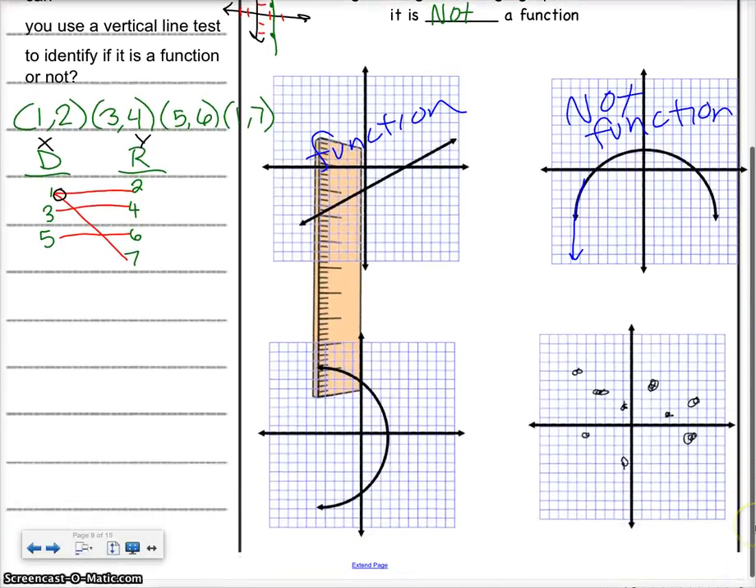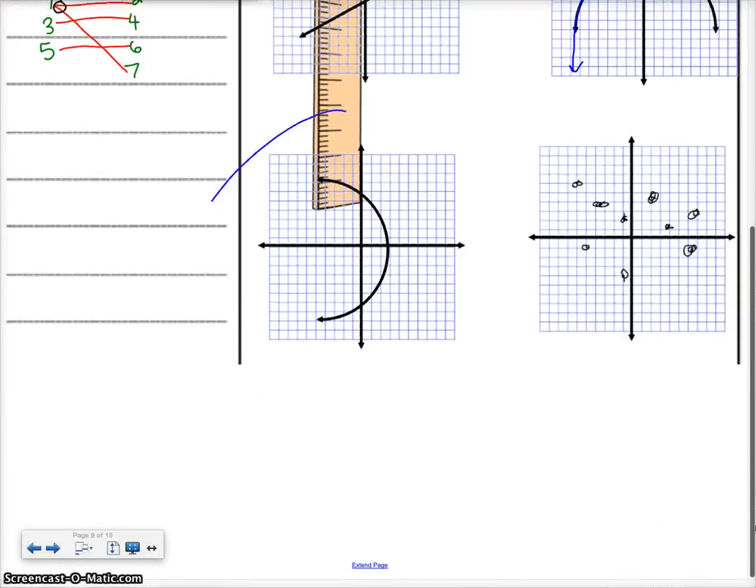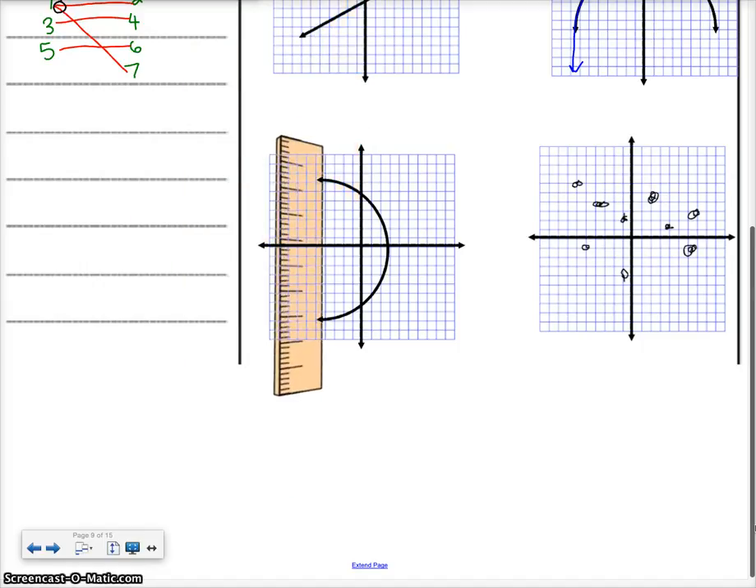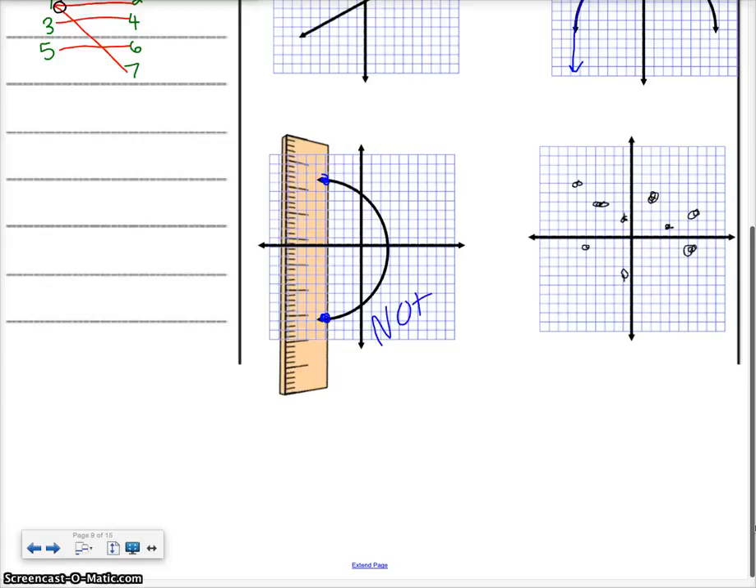Okay, next one. Whoopsies. Okay. How many y's do I have there? I have two y's, right? I have a y here and I have a y here. That means one of my x's went to two y's. That's not a function.